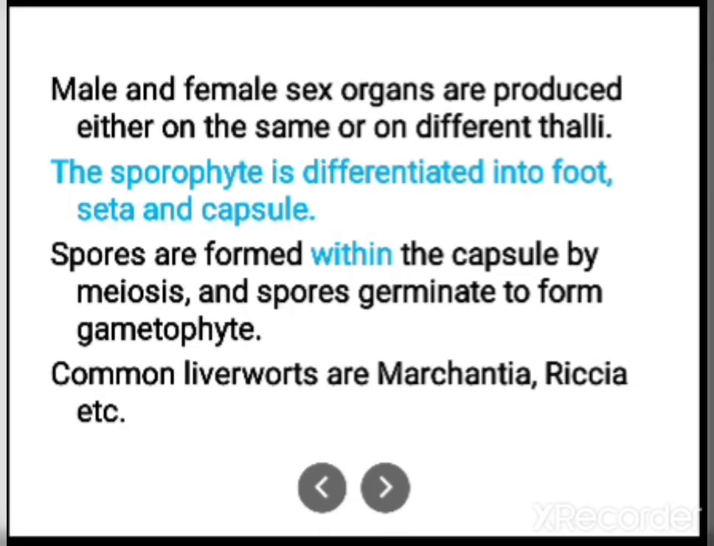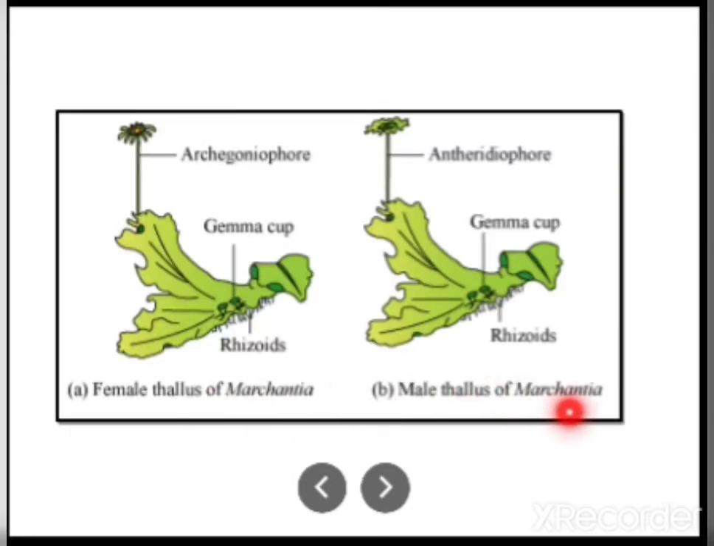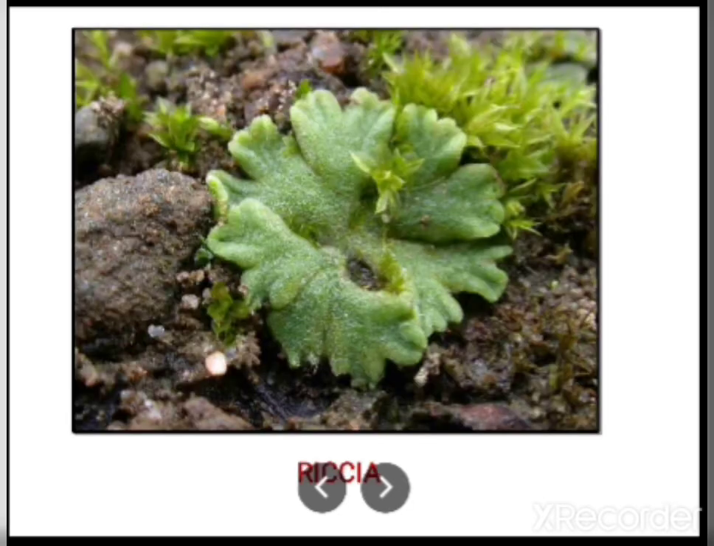Male and female sex organs are produced on the same or different thalli. Sporophyte is differentiated into foot, seta and capsule. Spores are formed within the capsule by means of meiosis, so they will be haploid, and the spores germinate to form the gametophyte, the gamete producing structure. Examples are Marchantia, Riccia, etc. Here can you see this is Marchantia and this is the gemma cup produced here. This is the gametophyte and this is the sporophyte. This is the seta portion, this is the capsule portion. This is the photograph of Riccia, children.